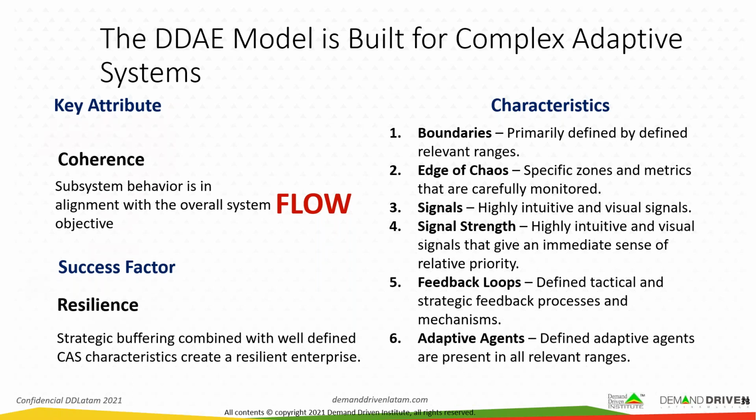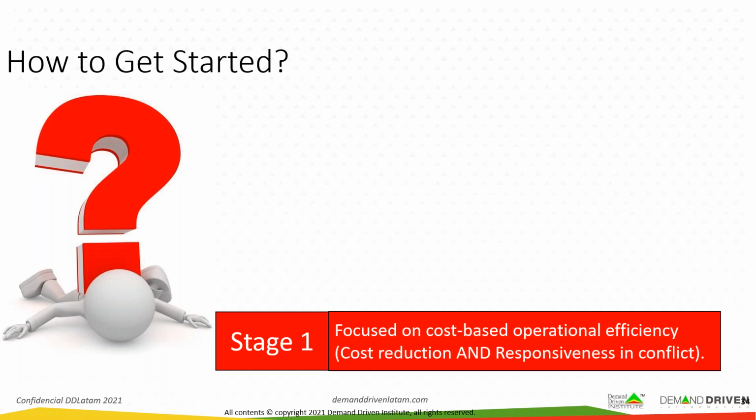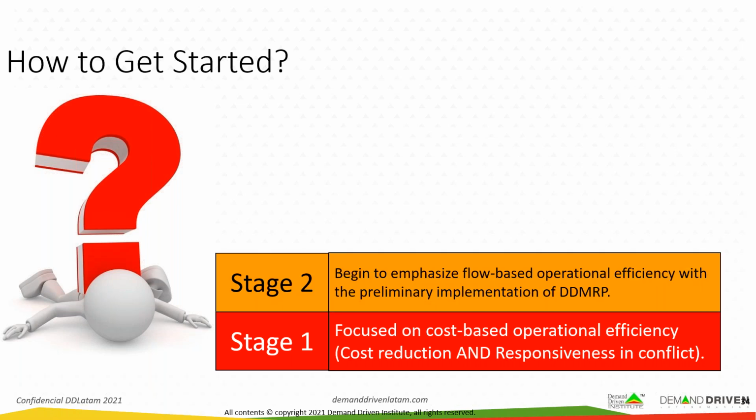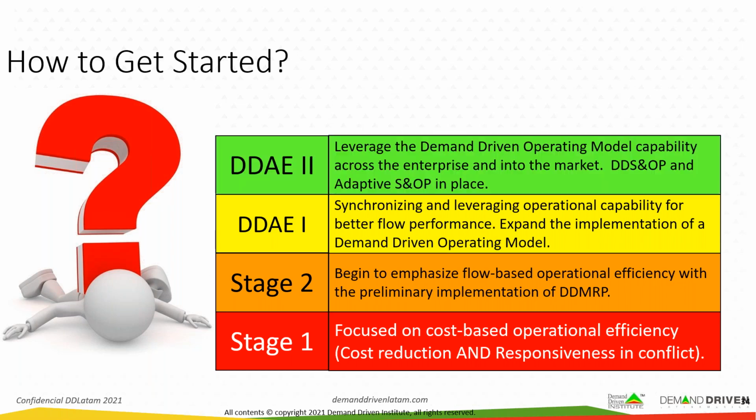So how do we get started? First is understanding where we are today. And most companies are trapped with cost and flow and conflict. Second, take that step to flow. This is where DDMRP is. This is where the start is. Then expand it to a full demand-driven operating model. Incorporate sales and operations planning, both DDS&OP first, and then adaptive S&OP.